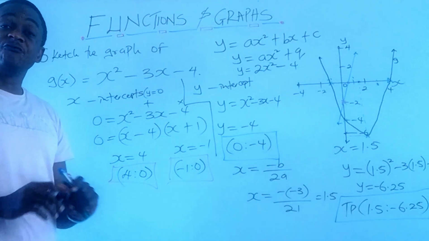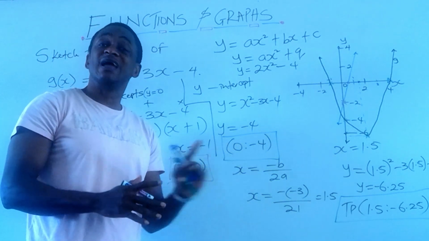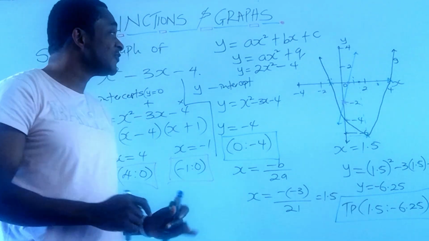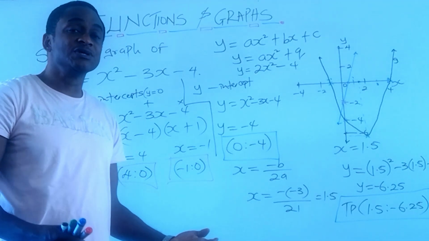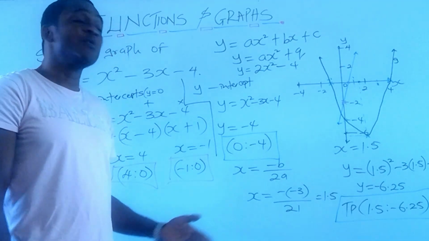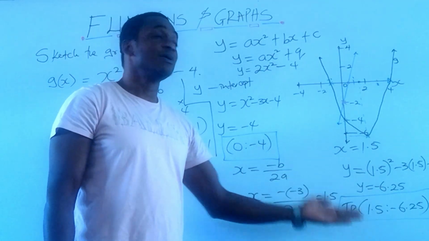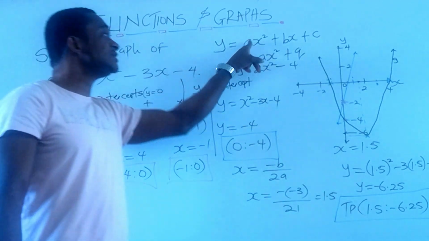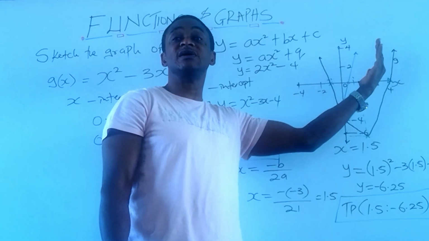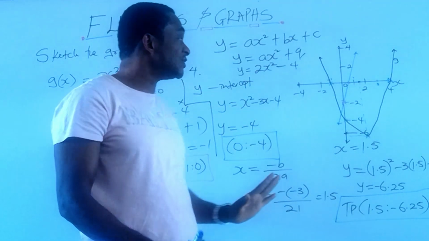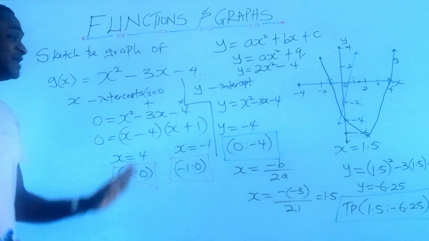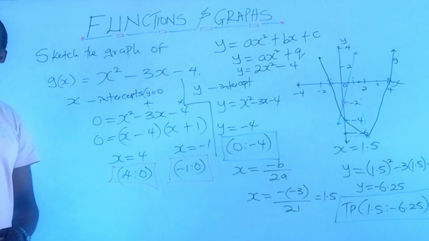So remember, for linear functions, you just need x and y intercepts to sketch a graph. For parabolic functions, the same approach, x and y intercepts, but because it forms a curve, we then need the turning point. Remember, if a is positive, it will give you a smiley face, and if a is negative, it will face down. That's just the difference here. But this is the fastest approach on how to sketch your parabolic functions.